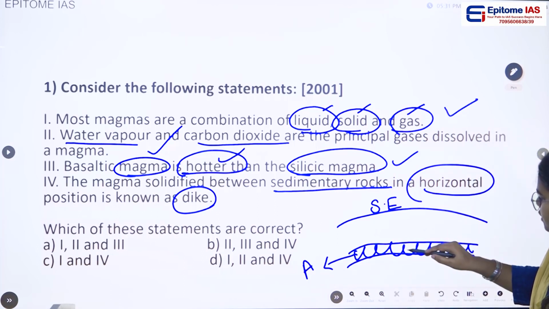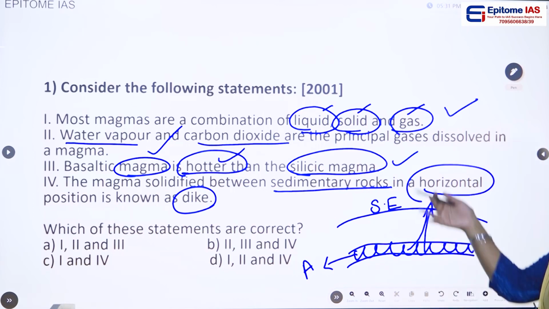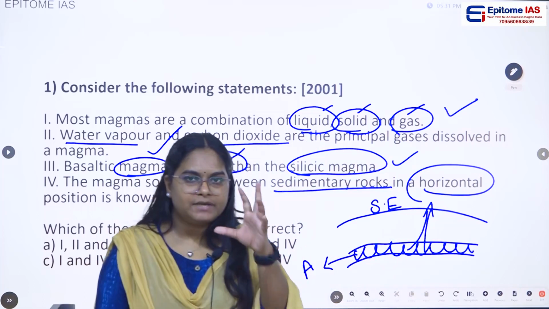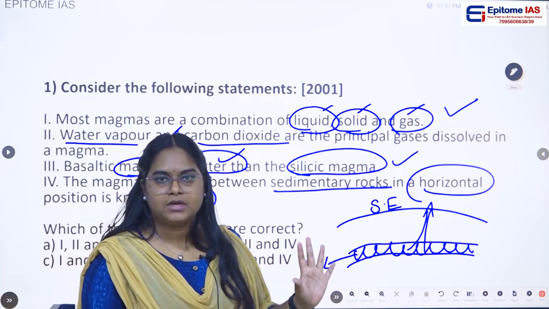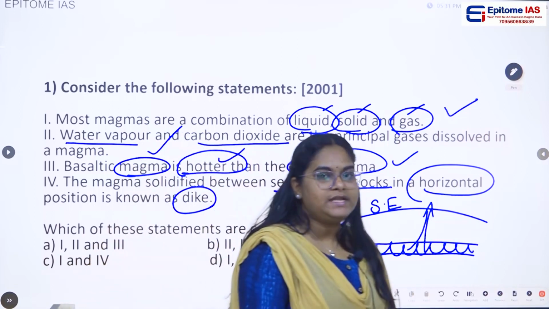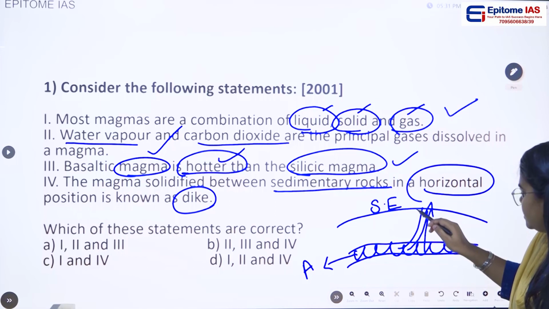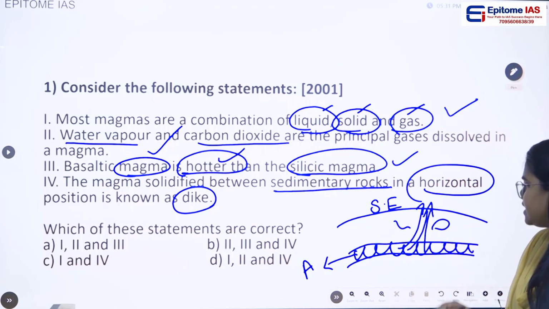So this particular magma tries to come out of the surface of the earth, and most of the magma chambers are located in this particular layer, that is the asthenosphere. And sometimes while trying to come out of the surface, there will be some crack or some space inside the crust.